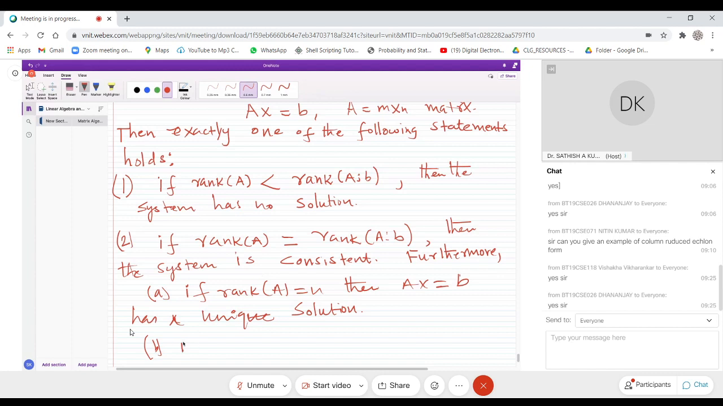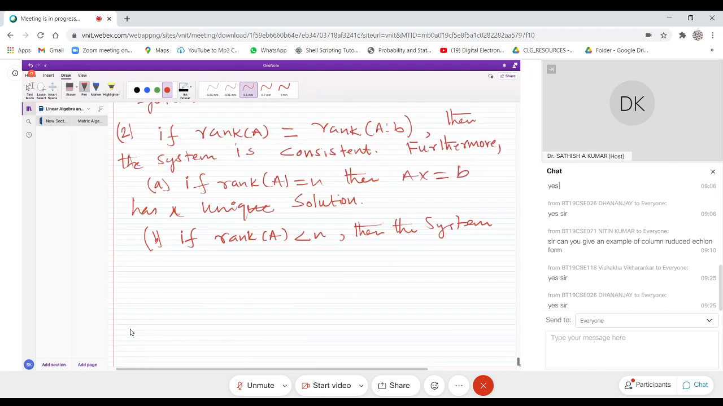So if rank of A is less than n, then the system has an infinite number of solutions.